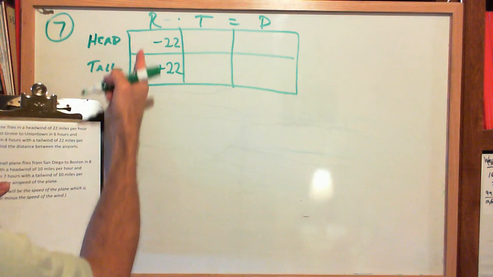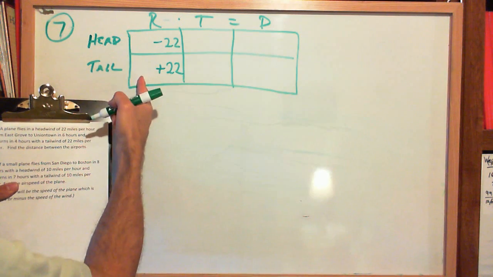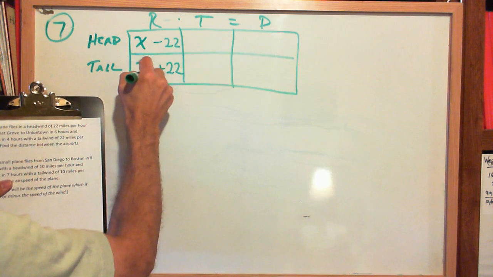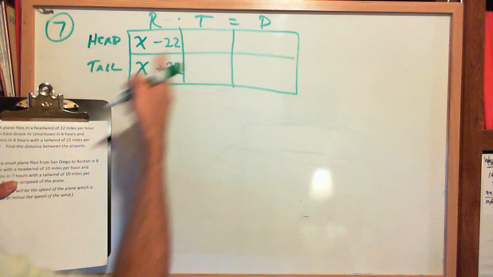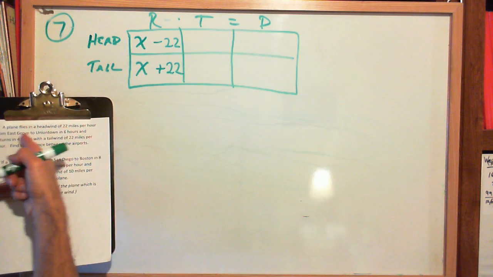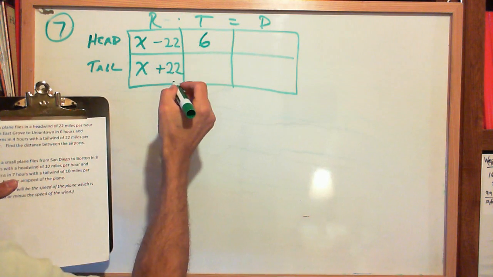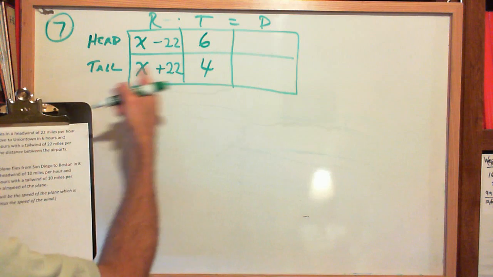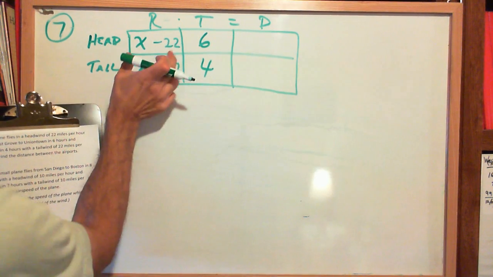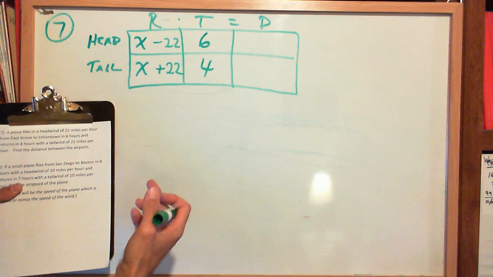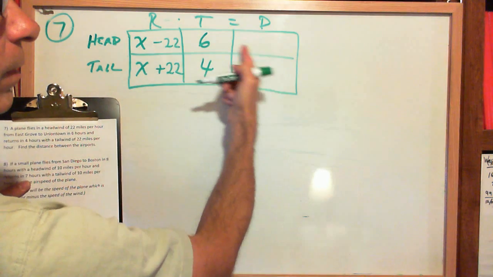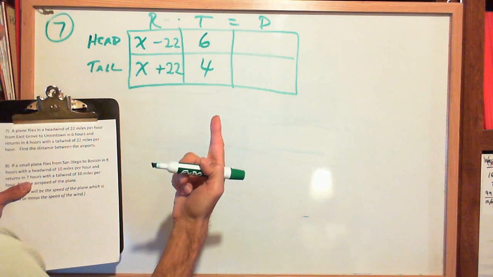All right. We don't know what the speed of the plane is. So I'm going to put that as x. My time. Let's see here. The headwind, it takes 6 hours, and tailwind, it takes 4 hours. That makes sense. Tailwind makes me go faster, so I do it in less time. All right. But they asked me to find the distance between the airports.